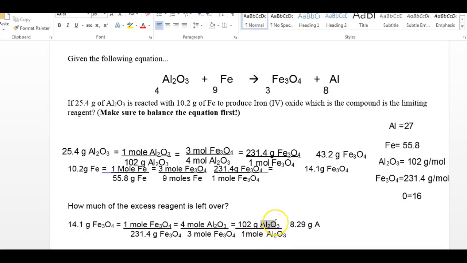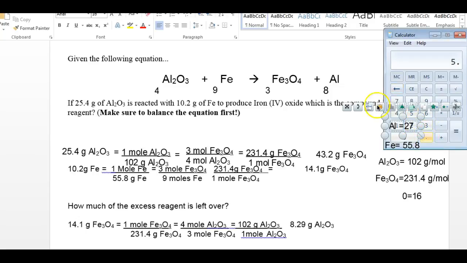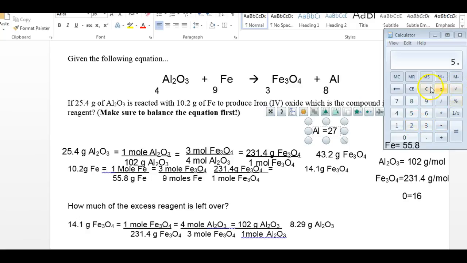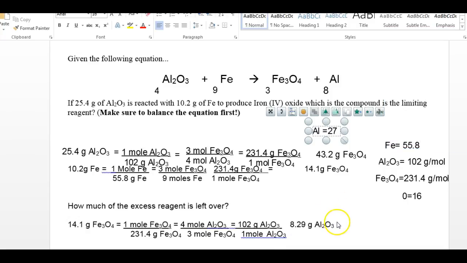So this stuff right here, Al2O3. Okay, so that's how much we're going to use. Then if we wanted to know how much excess is left over, we just take 25.4 minus 8.29, which is 17.1 in excess. So if we had more of this, if we had this same amount, we could probably produce, again, another 14.